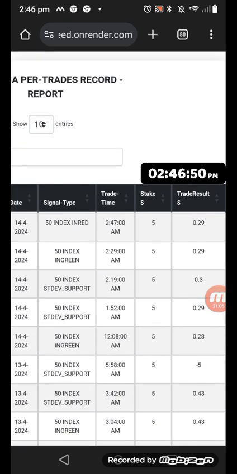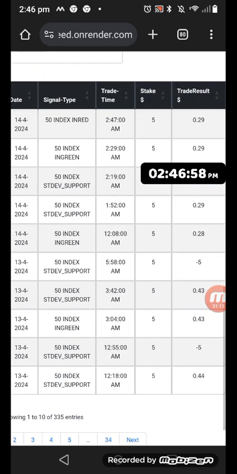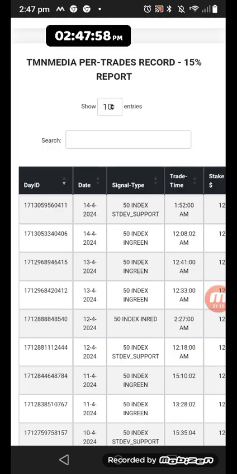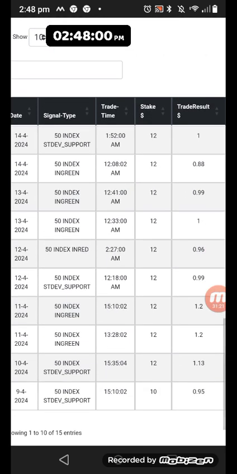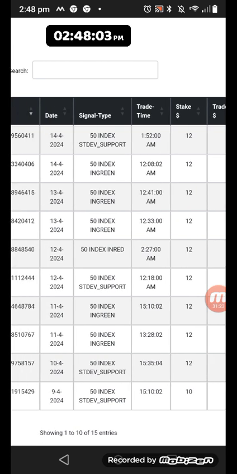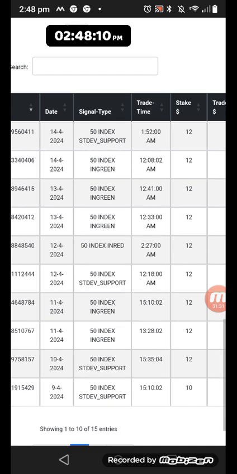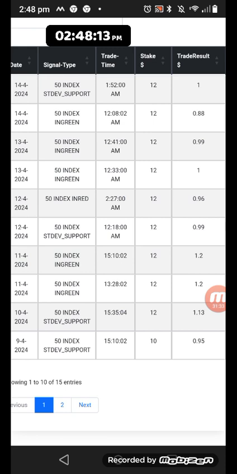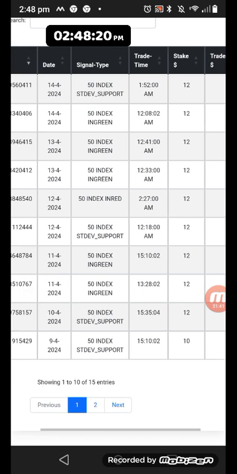I also have another robot that has not experienced any loss. I don't know if I can show you. Just a minute. Okay, this is another robot that has been trading. I want you to see this robot is trading the same period we have been trading for the other one, and we've experienced losses. But this one has been trading only 15%, 2 trades per day, and it has not experienced any loss.